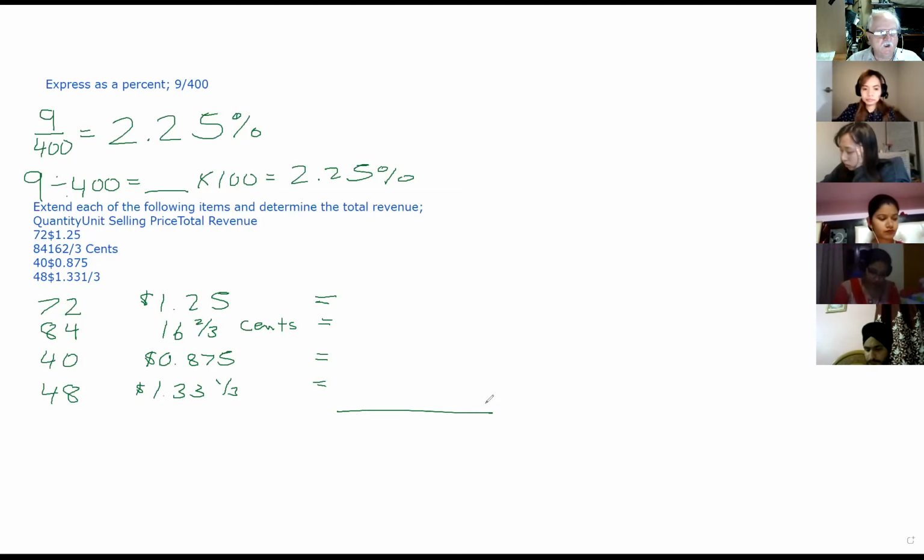Now, as we're dealing with money here, these answers here will have to be 2 decimals. Right, all these answers will have to be 2 decimals. And this final answer will have to be 2 decimals because we're dealing with money. So 72 times 1.25 is easy enough. What is this answer?